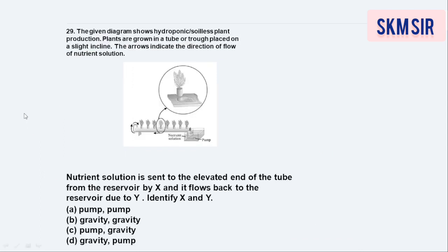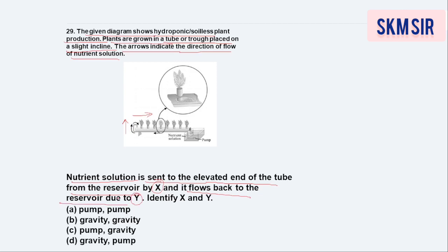Coming to the next question, dear students, here also one of the NCERT figures is given. You need to find the correct option. The diagram given shows hydroponics or soilless plant production. Plants are grown in a tube or trough placed on a slightly inclined plane. The arrow indicates the direction of flow of the nutrients. Okay, so you can see the arrow given here, which is directing the flow of nutrients. And the question is: nutrient solution is sent to the elevated end of the tube from reservoir by X. It flows back to the reservoir due to Y. What are X and Y?